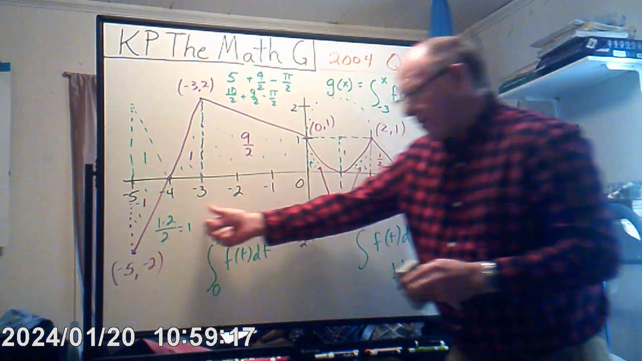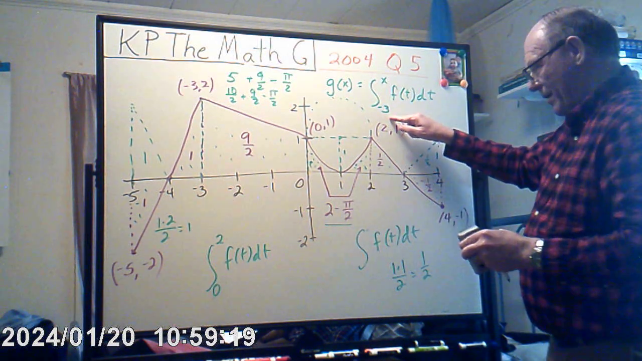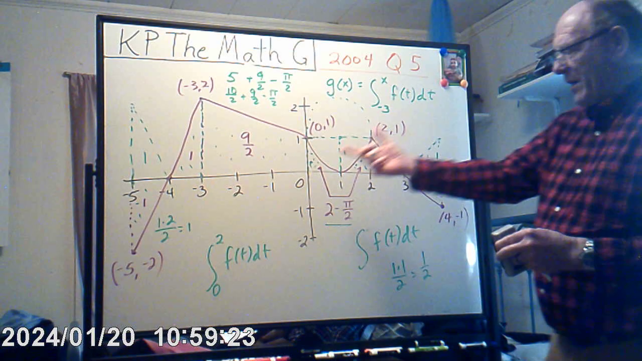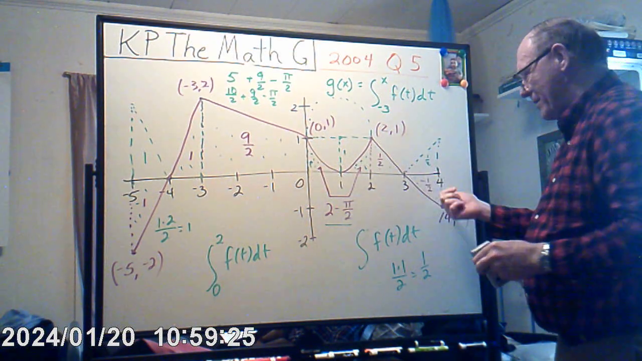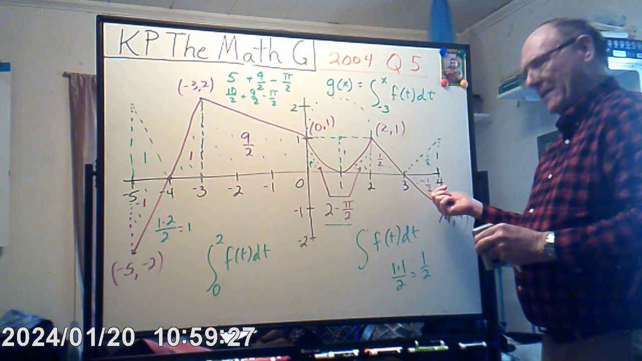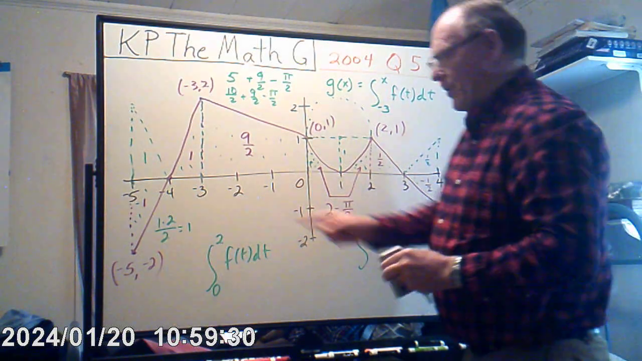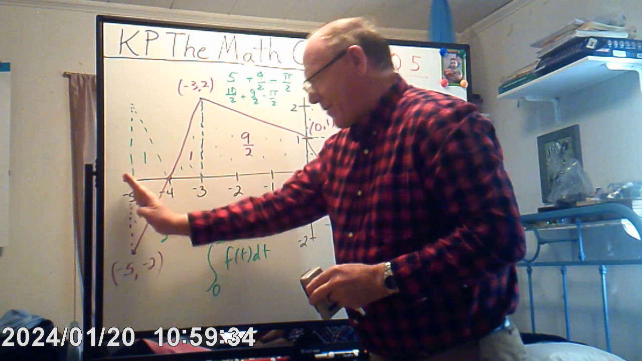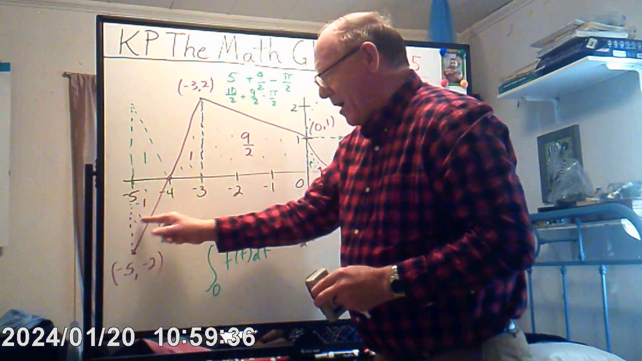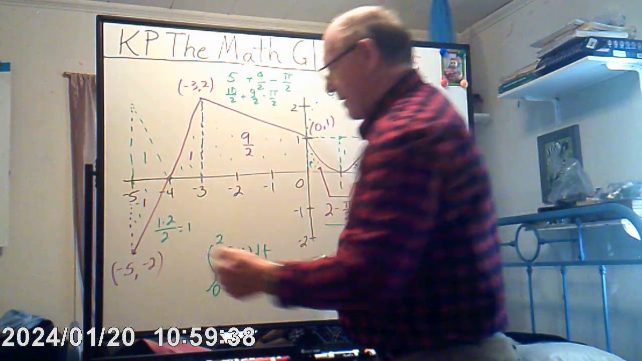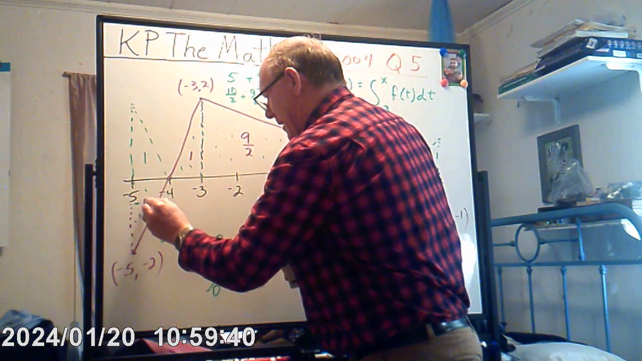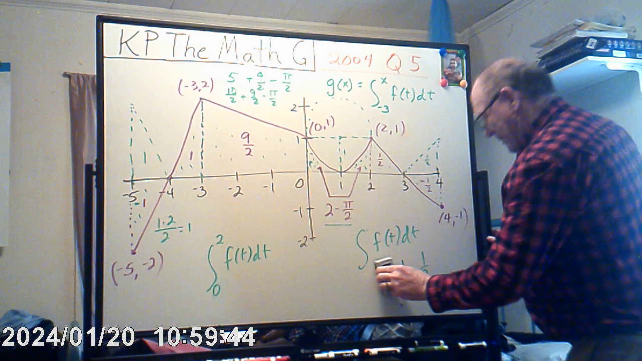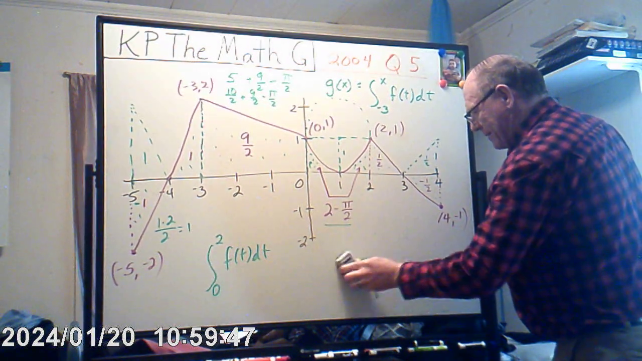Anything to the right of this number here, if it's above the x-axis, it's going to be positive. If it's below the x-axis, it's going to be negative. This one is different because it's to the left, these are less than -3, so these signs are opposite. That's what we're talking about here. These signs are opposite. Just keep that in mind.